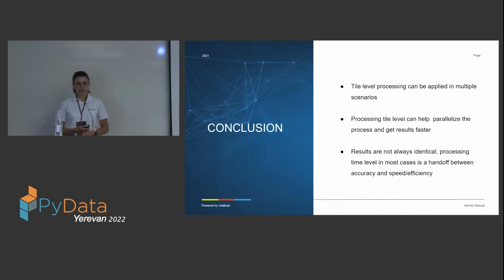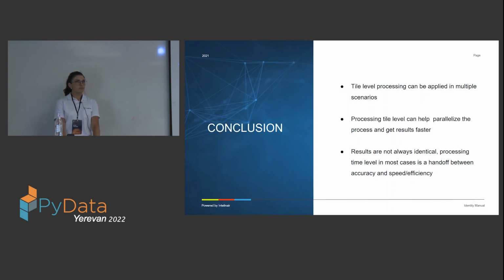As a conclusion, we can do tile-level processing in multiple scenarios. This goes for classification, segmentation, even statistical calculations. There might be a lot more scenarios that you may encounter in your day-to-day life. These are the ones that we encountered and were able to solve. Processing at tile level helps parallelize the process. If you're dealing with large imagery, it produces faster results. The results aren't always identical, whether you do it at tile level or on the entire imagery.